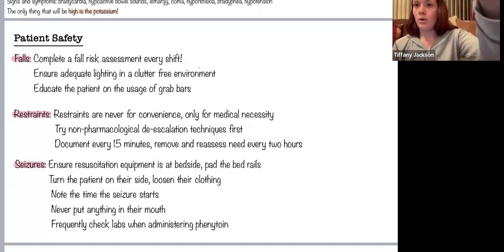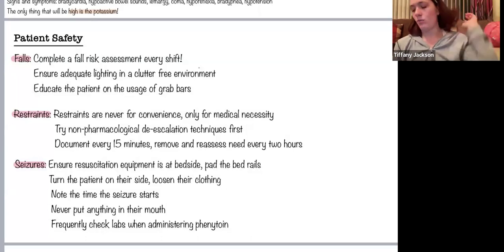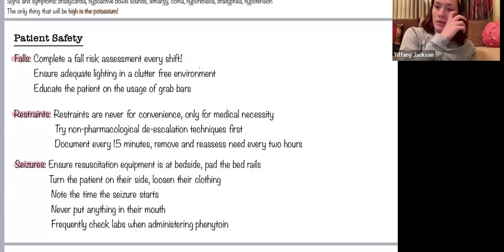So it's important to understand what is happening with our patients. So we walk in a room, we see that our patient is actively having a seizure. We're going to want to turn them on their side, loosen their clothing. We want to make sure we note when the seizure has started. Remember, seizures lasting longer than 5 minutes is a medical emergency. We never put anything in their mouth.